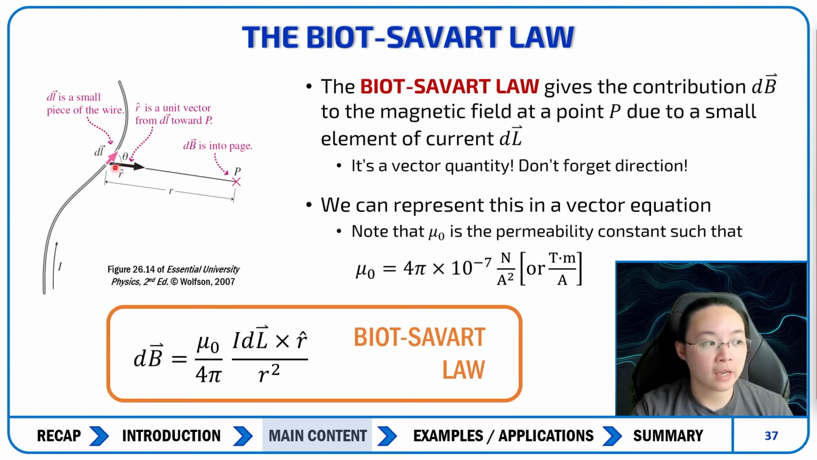Then we take a look at r hat. Because we have a cross product, we need our second vector, and that second vector comes from the direction from dl, that differential length and current element, towards the point that we're looking at. So r is directed towards P from dl, and the angle theta is between dl and r. The maximum amount of force that we're going to experience is when these two are perfectly perpendicular to each other.